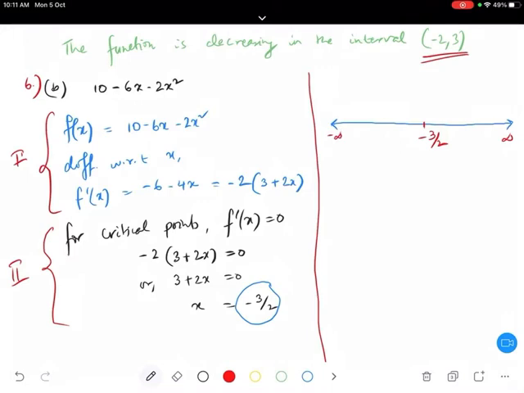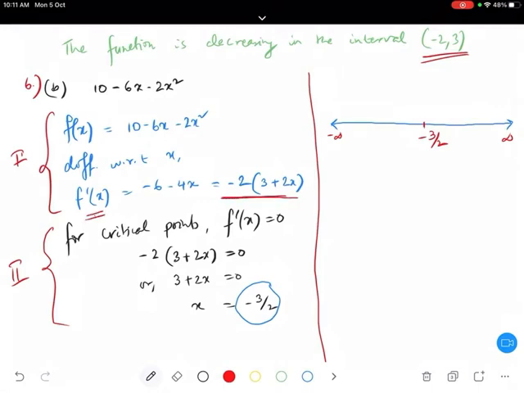So now take a value more than minus 3 by 2. Tell me a number more than minus 3 by 2. 0. Let us take 0. Okay, 0 is more than minus 3 by 2, right? Now, if I put 0 in here, I have to check the sign of f dash x.